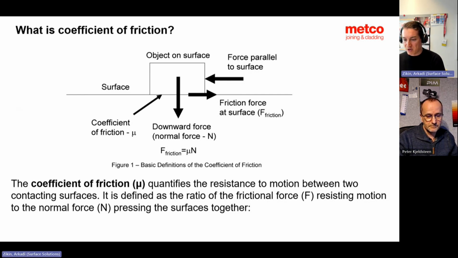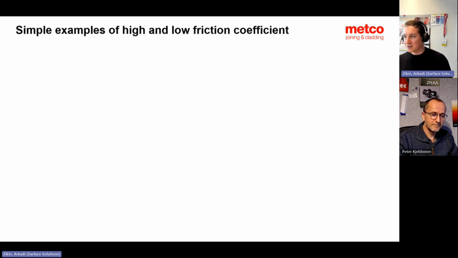So if you have a high friction coefficient, then your two surfaces will need much more force to be sliding, rubbing against each other. And then exactly the opposite, you have low friction coefficient. You can have a very nice sliding with almost no wear. Can you name me a couple of examples of low and high friction coefficients?